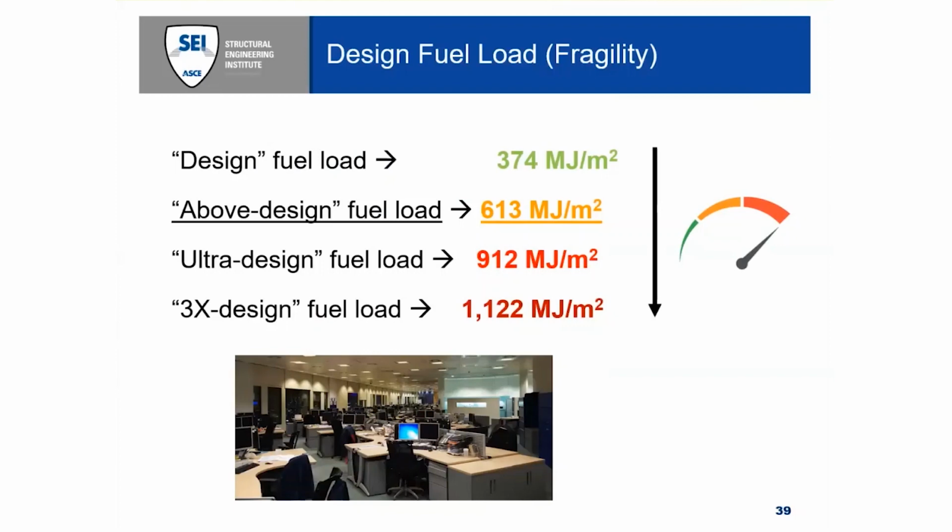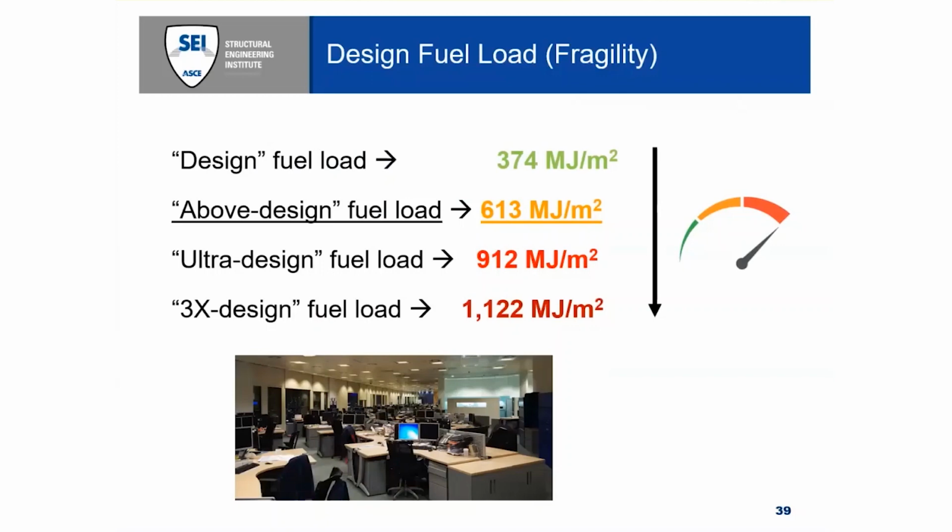However, in order to demonstrate a robust and reliable design, we opted to primarily consider an elevated, quote-unquote, above-the-design fuel load of 613 megajoules per meter squared, in which we neglect all risk reduction factors per the Eurocode. In addition to the baseline level of fuel load, we also considered two further elevated fuel load levels to help us understand the overall fragility of the structure.